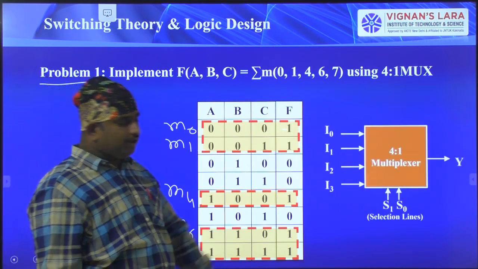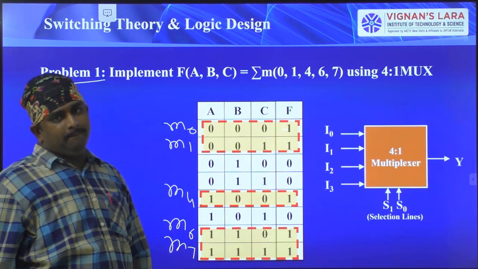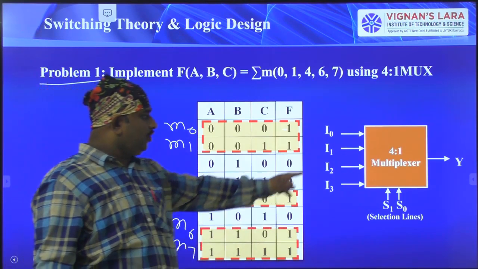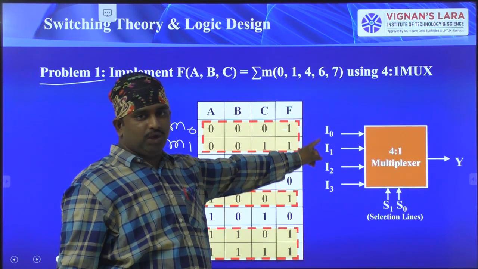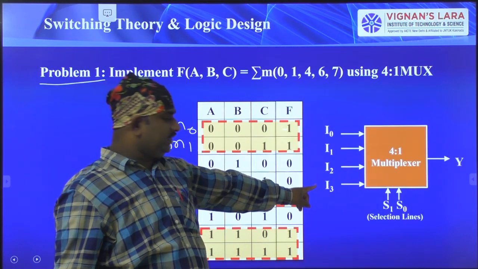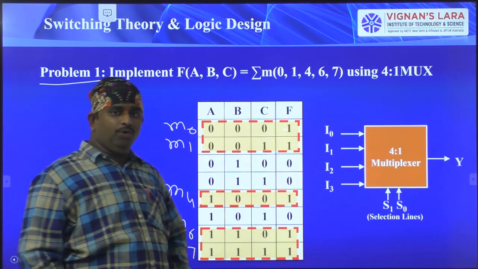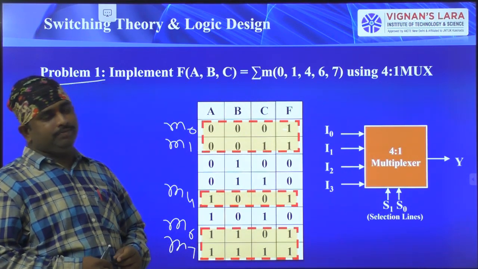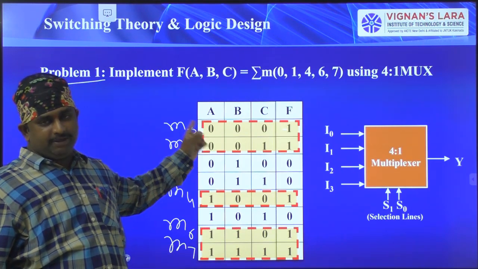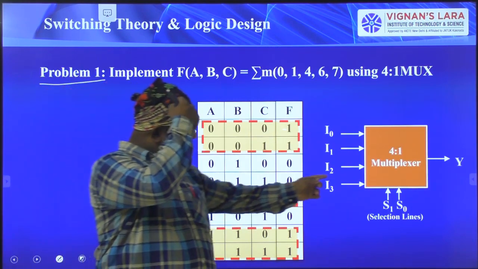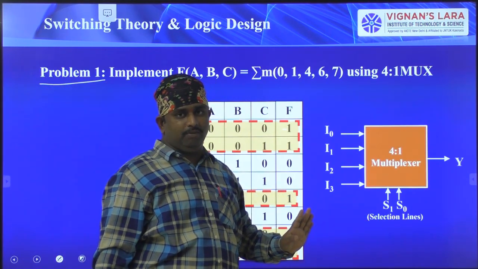Now our target is to implement this with a 4:1 multiplexer. We have to implement it with the help of a 4:1 multiplexer. For the 4:1 multiplexer, we have only four information signals and 2 selection lines, 1 output. Right? So now how to solve this problem? Here we have ABC inputs, 3 inputs are available. Here we have only 2 selection lines. S1, S0 only available.